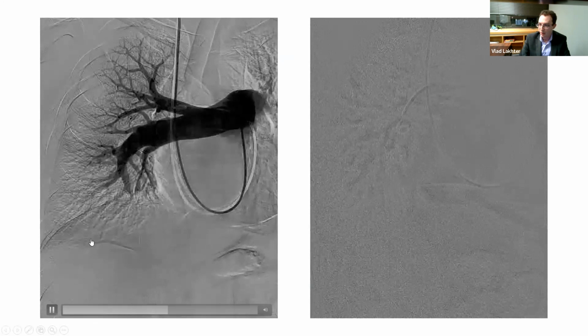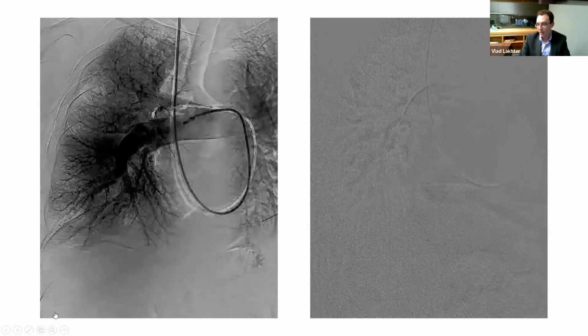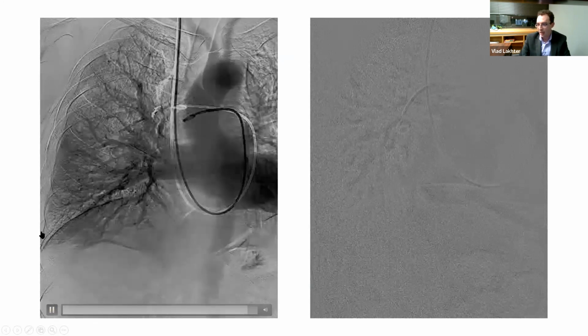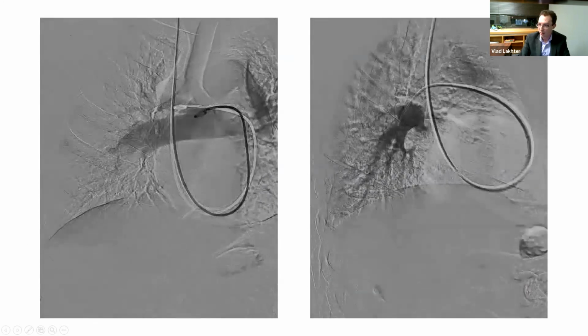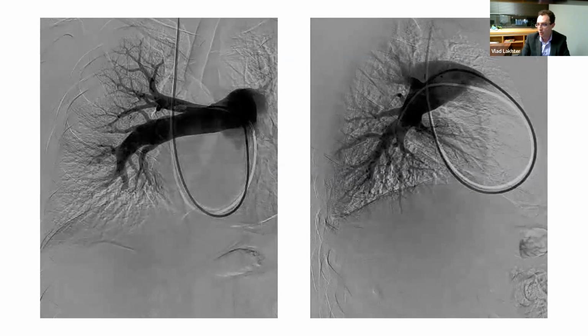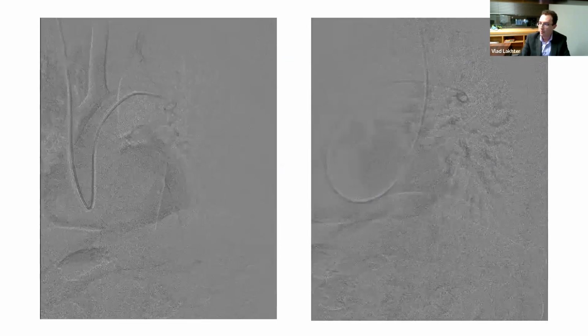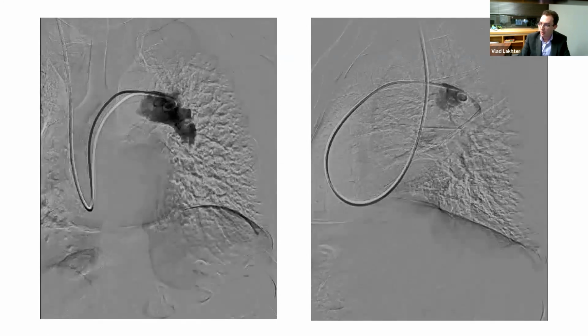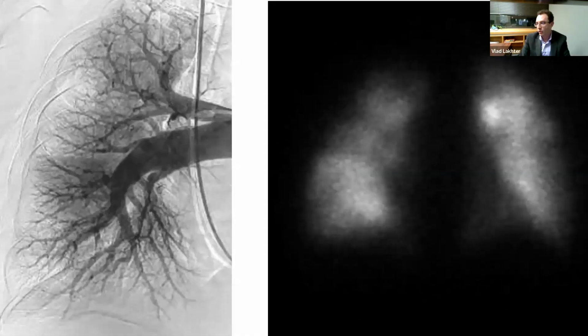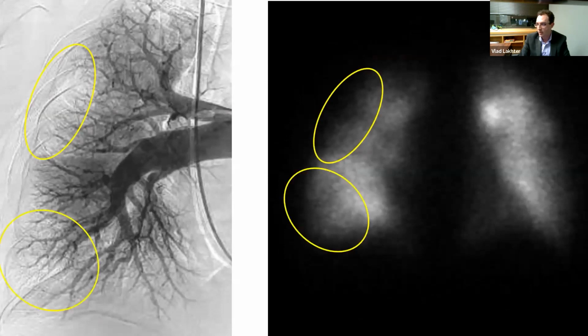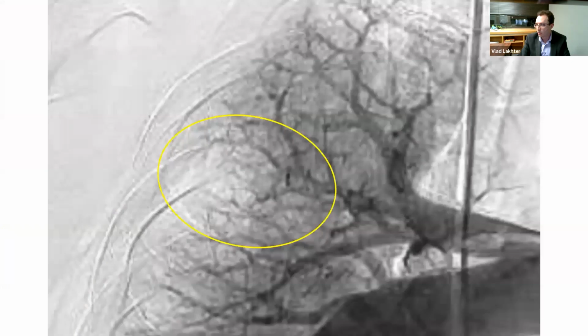And you'll see here that although you have evidence of perfusion defects, it's not that patchy, diffuse perfusion defect that we saw in the patient with hemoglobinopathy. And here's the left side, where the perfusion was fairly preserved compared to the right. If you look at the VQ scan side by side with the PA-gram, you could see that the perfusion defects were matched in the upper and middle lobe and in the lower lobe.